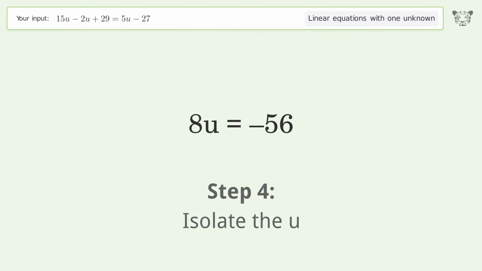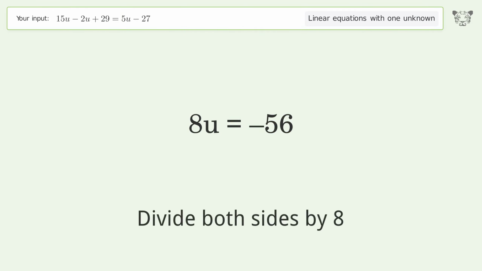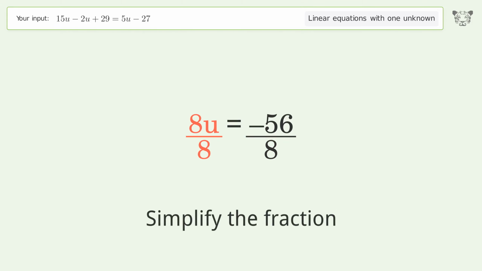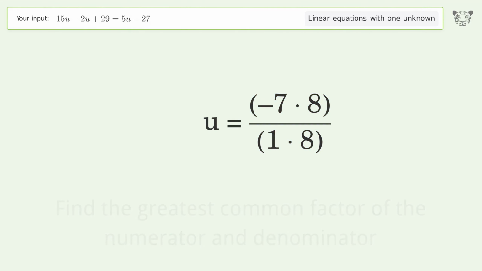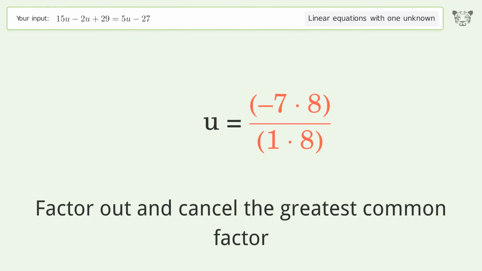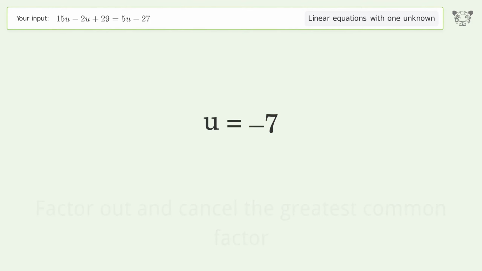Isolate the u. Divide both sides by 8. Simplify the fraction. Find the greatest common factor of the numerator and denominator. Factor out and cancel the greatest common factor. And so the final result is u equals -7.